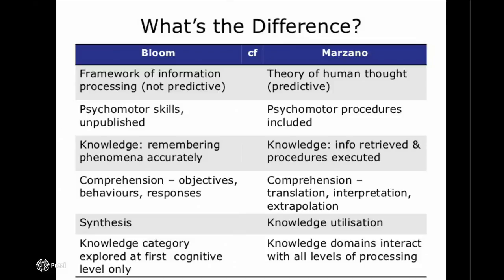So in Bloom, it was a framework of information processing. There wasn't an ability to be predictive at all. Marzano's is actually a theory of human thought. So the self system has to be engaged for us to actually learn. And that's a predictive element.